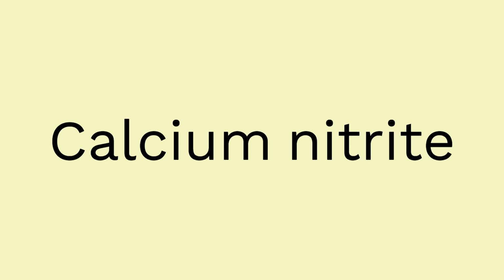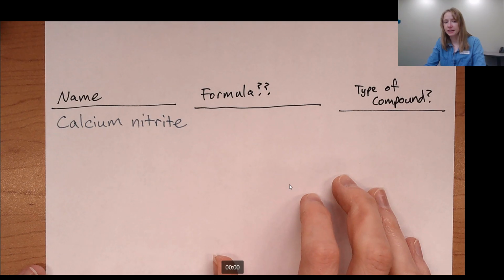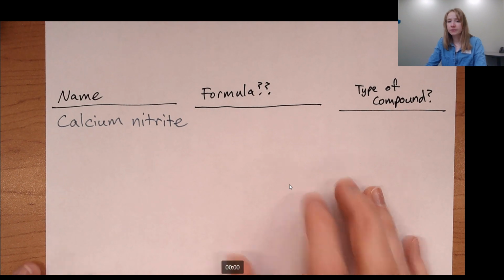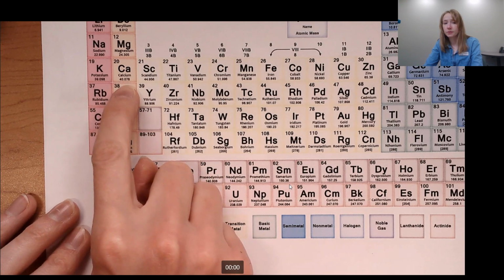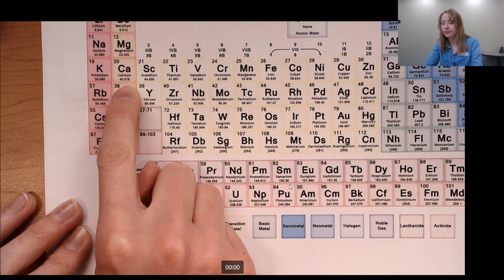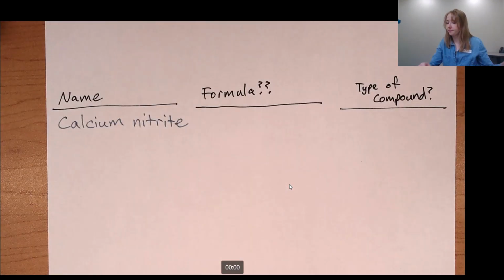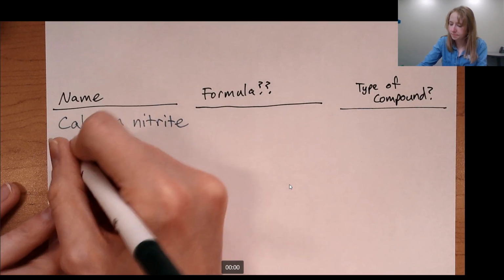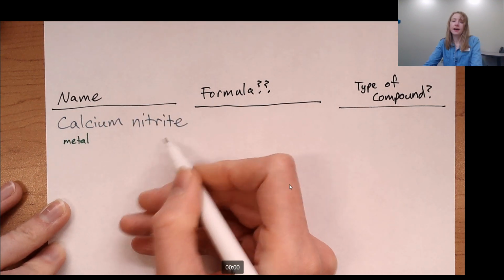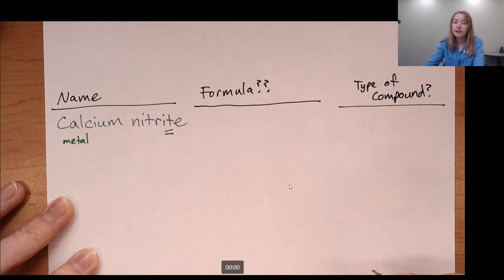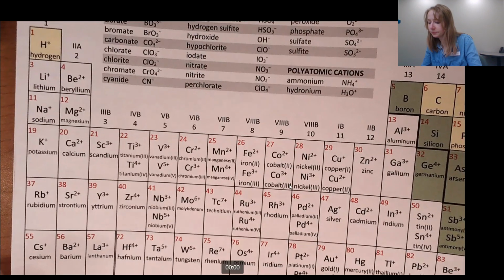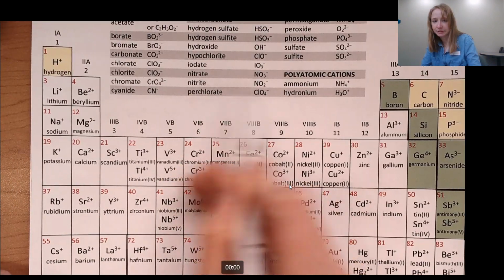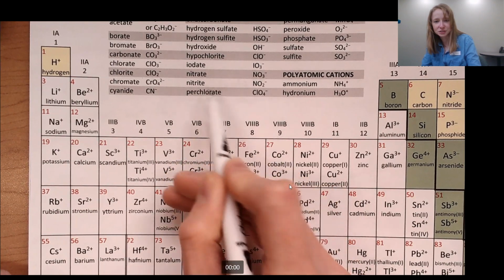Okay, last compound, calcium nitrite. So let's figure out what type of compound we're dealing with. So I have calcium, which is on the left side of the periodic table. It's a metal. And I have nitrite. And again, this T here, instead of a D, is a good clue that I need to look at my polyatomic ion table and see if nitrite is on it. Here we go. Here's nitrite. Careful not to confuse it with nitrate, which has an extra oxygen.